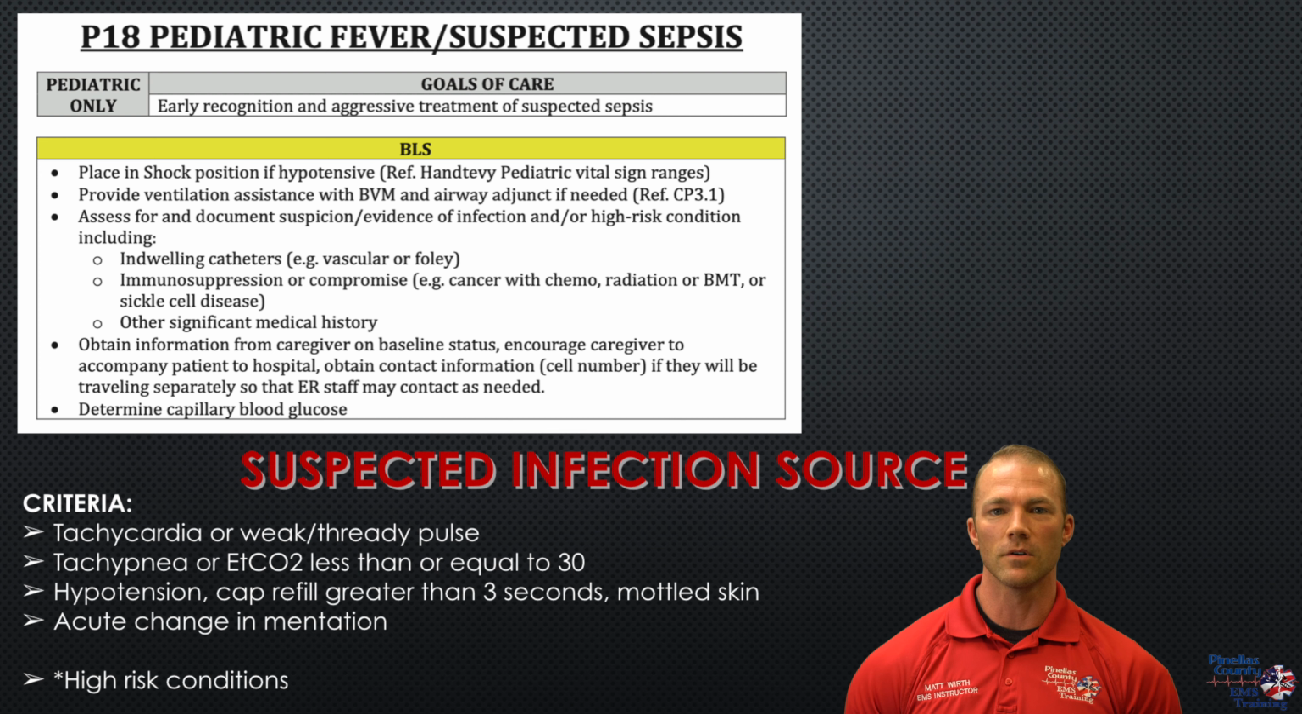P18, pediatric fever, suspected sepsis. Criteria is as follows. Suspected infection source, tachycardia or weak thready pulse, tachypnea, EtCO2 less than or equal to 30, hypotension, capillary refill greater than 3 seconds, mottled skin, acute change in mentation, or any high-risk conditions.